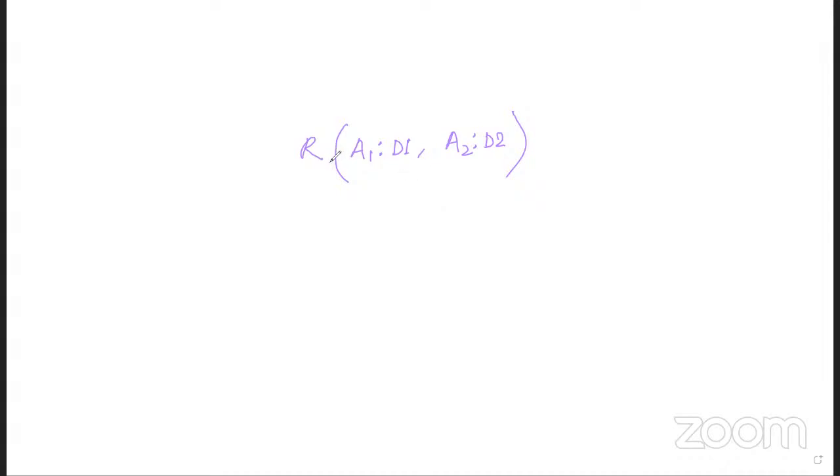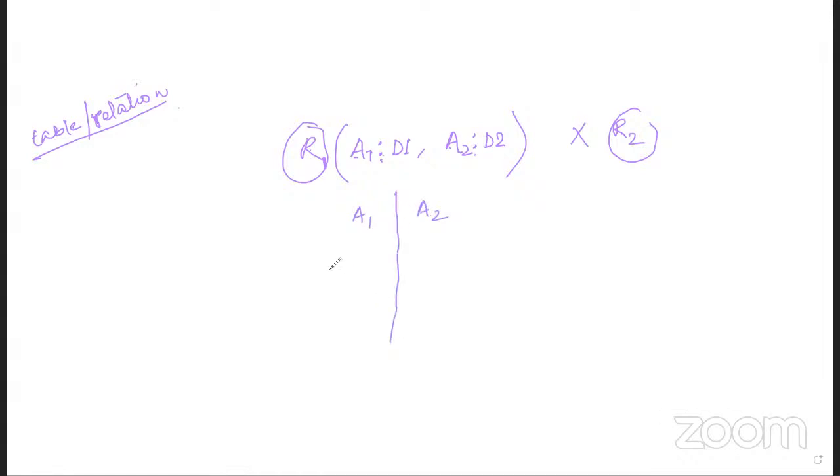Let me tell you one thing: in a relational database, when we take a cross product, suppose R1 is one relation and R2 is another relation. Relation means table. We do not cross product the same attribute; we cross product two different relations or tables, which you perform when you do a join operation. But how will the records in R1 look? A comma B will be a record, where A belongs to D1 and B belongs to D2.